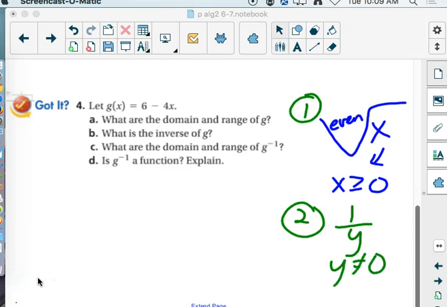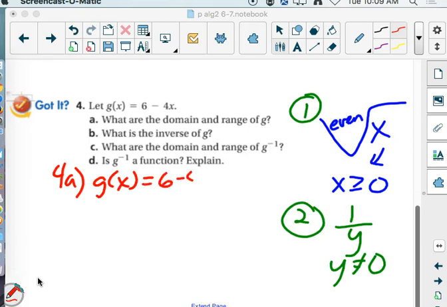So we're either looking at even roots, this is number 1, or we're looking for division, because you can't divide by 0. So the objective of finding the inverse really isn't the tough part. The part of the objective that's not stated is to talk about the domain, to see what the domain is. So for 4a, they give us g of x. And it says, what are the domain and range of g? So I want you to look at that one.